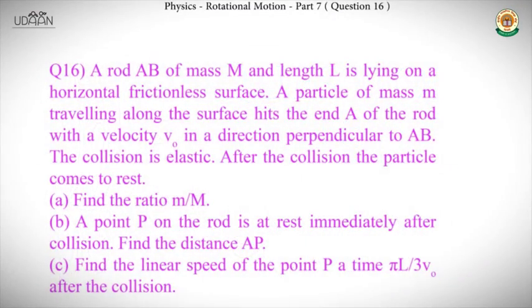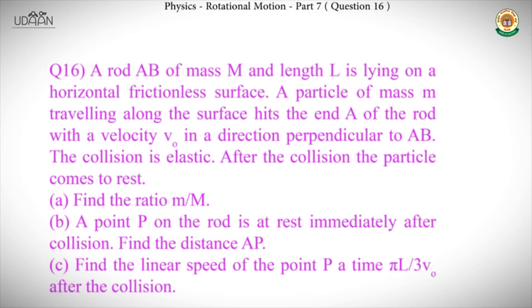Moving on to question number 16. A rod AB of mass m and length L is lying on a horizontal frictionless surface. A particle of mass m traveling along the surface hits the end A of the rod with a velocity v0 in a direction perpendicular to AB. The collision is elastic. After the collision, the particle comes to rest.